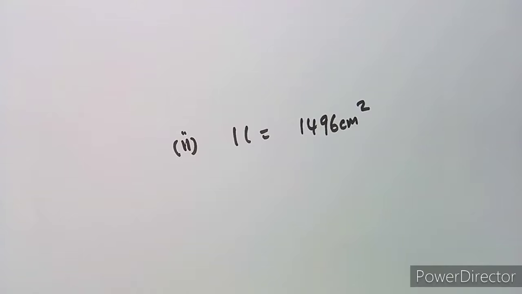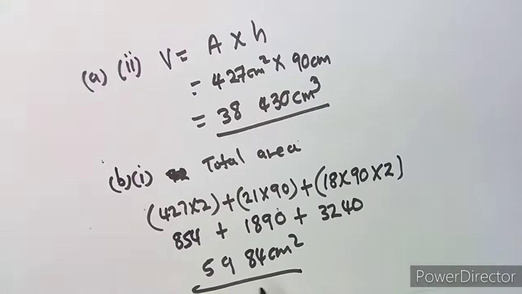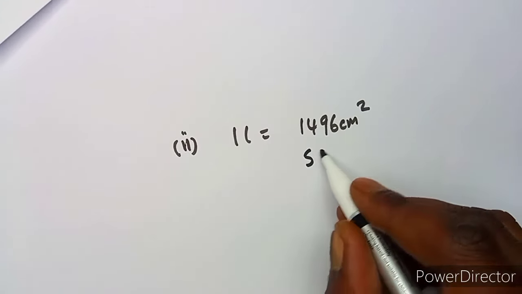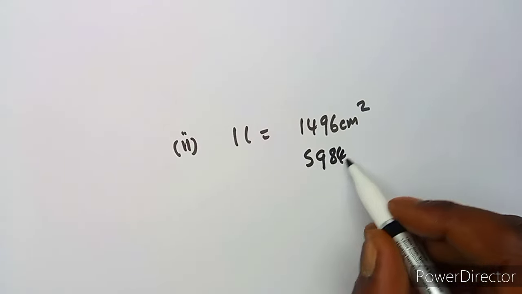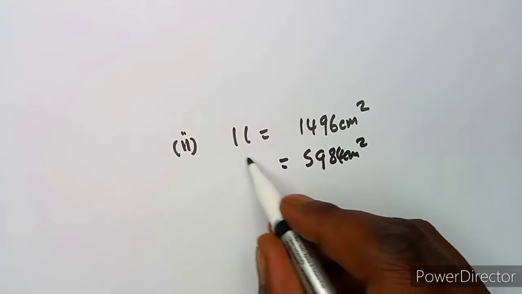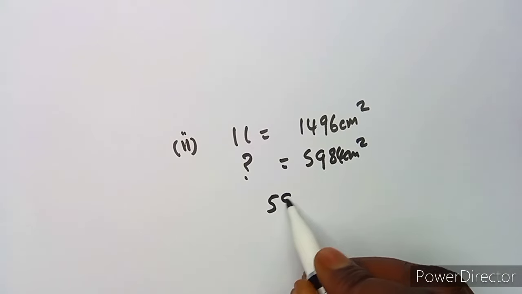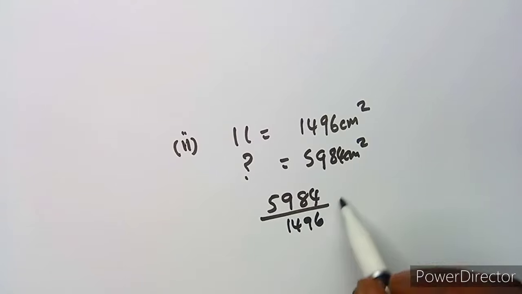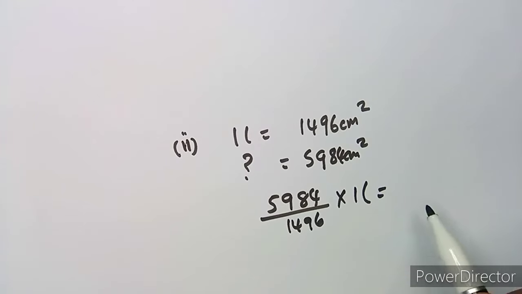So I'm going to substitute for the total area of 5,984 square centimeters, how many liters am I going to have, which is more? So it's 5984 over 1496 times a liter in this case. This is going to give us a direct answer, which is 4 liters. So we need 4 liters to paint that trough.